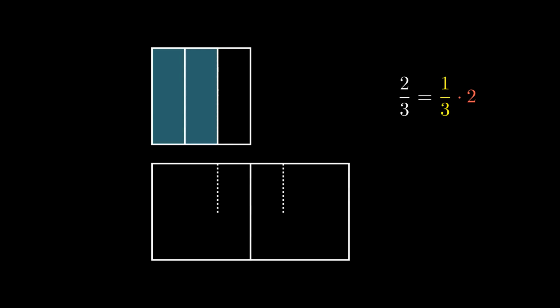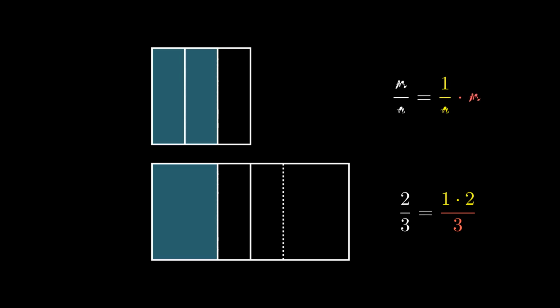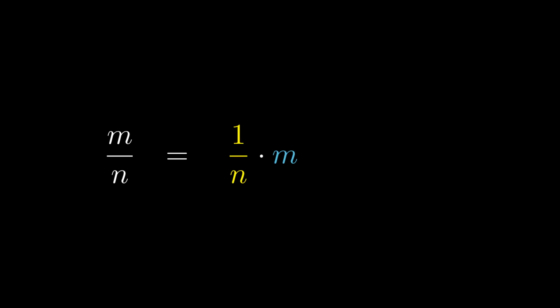In fact, it turns out that the process of taking a whole, splitting it into 3 parts and taking 2 of them is equivalent to taking 2 wholes and splitting them into 3 equal parts. Therefore, the rational number m over n can be interpreted as the outcome of splitting a whole into n equal parts and taking m of them, or equivalently as the outcome of taking m wholes and splitting their aggregate into n equal parts. To keep things simple, we will mostly adopt the first interpretation in this video, although both interpretations are equivalent.